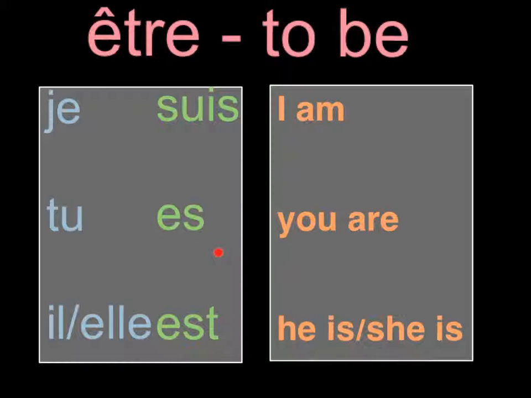Tu es. We know that tu means you, tu es means you are. And then il est and elle est, you've already learned. Il est means he is, and elle est means she is. So all of these words right here in green come from this verb infinitive, être, that means to be. And it gets conjugated, okay, with each subject pronoun.